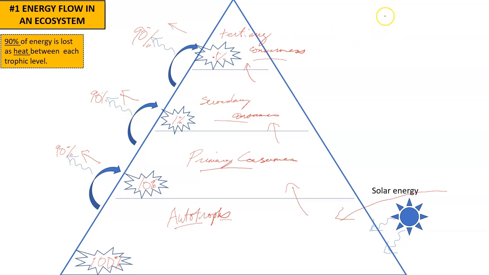Whereas matter, remember, just remember this. I'm going to draw it off to the side. Matter is cycled. Just keep that in mind. Matter is recycled in our environment, right? But energy is not a cycle. That's why we call it energy flow.